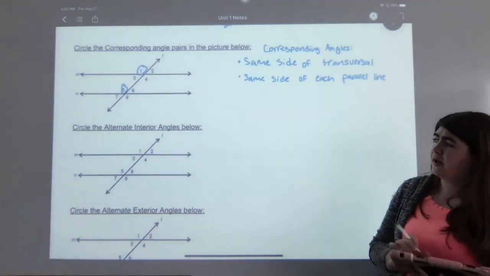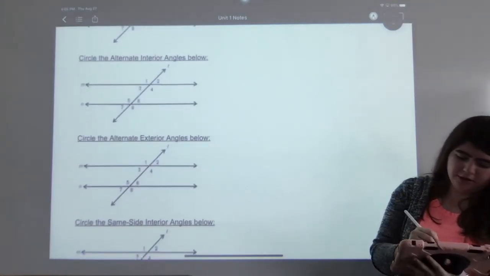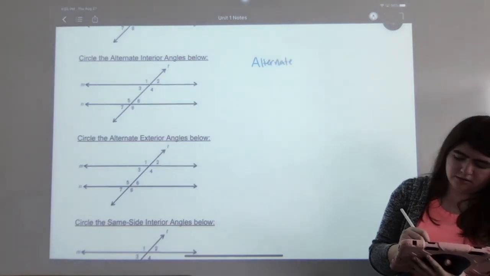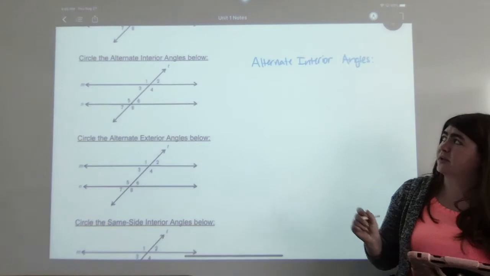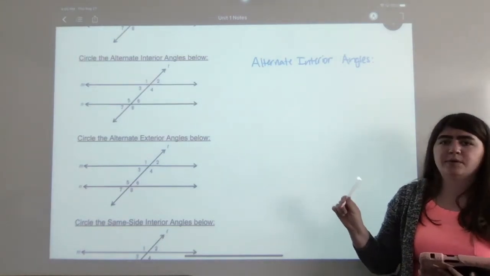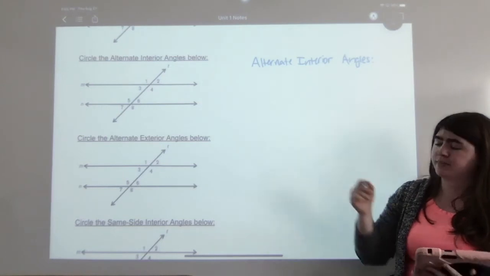Alright, so we also have alternate interior angles. Alternate interior angles, we'll label here a second. Alternate interior angles. This is not an official abbreviation by any means. But in the future, you will often see me write AIA, which stands for alternate interior angles.